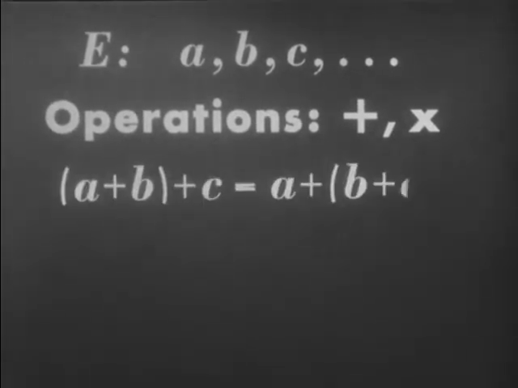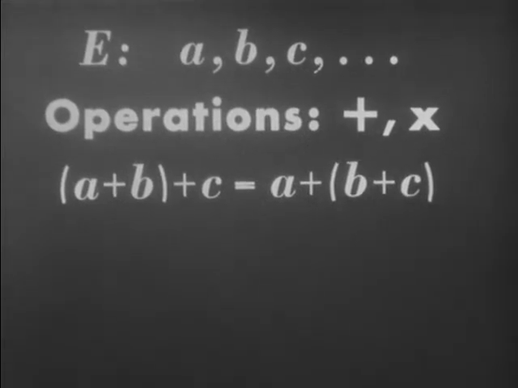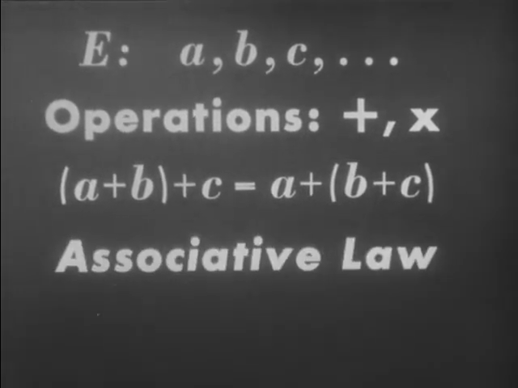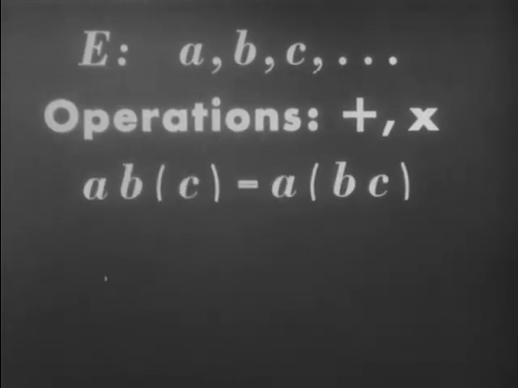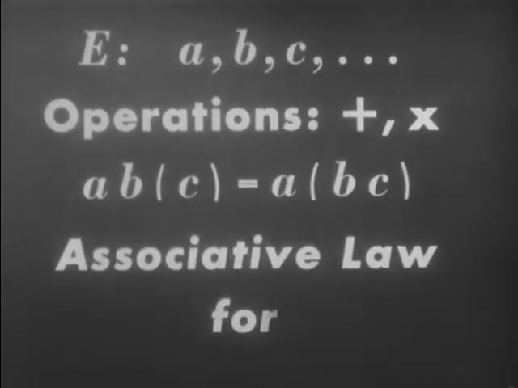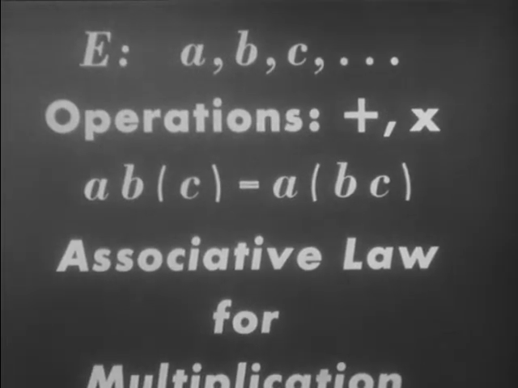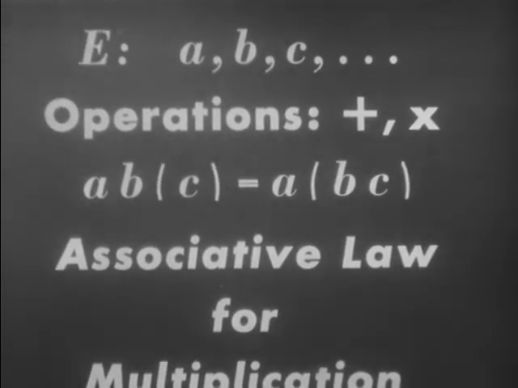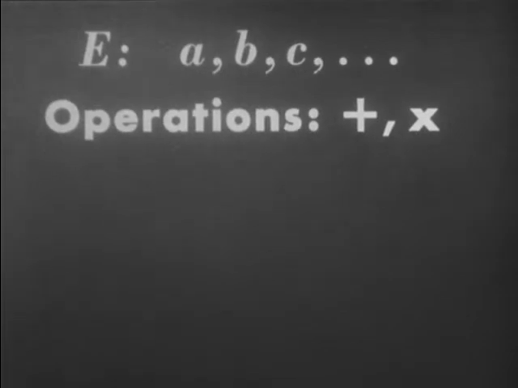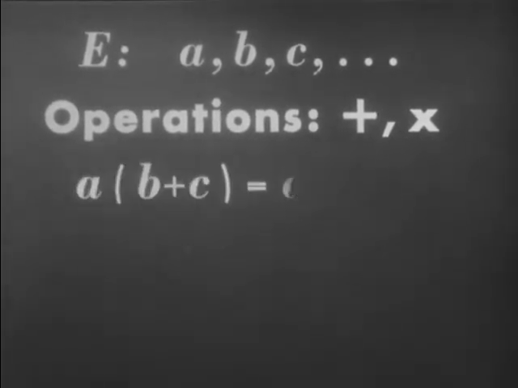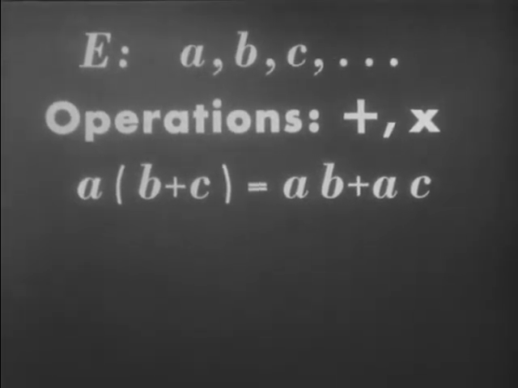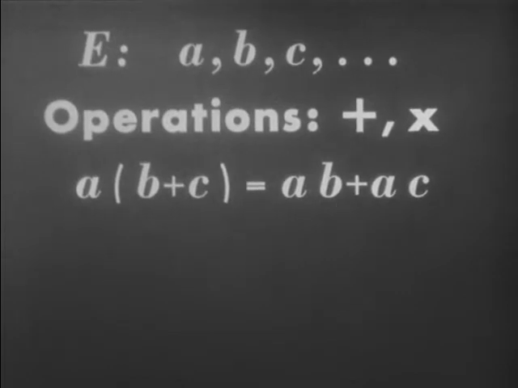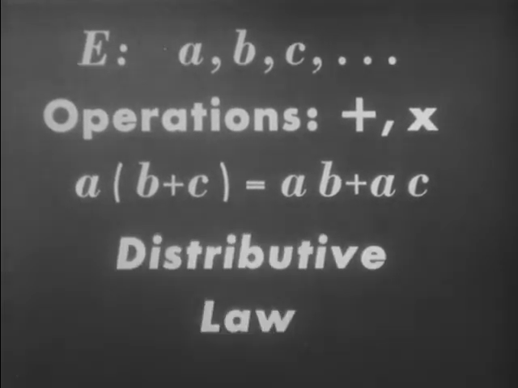Next, the grouping in addition must be immaterial. This is the associative law for addition. Similarly, the associative law for multiplication must hold. Relating the two operations of addition and multiplication, we require that A times (B plus C) shall equal AB plus AC. This is the distributive law.